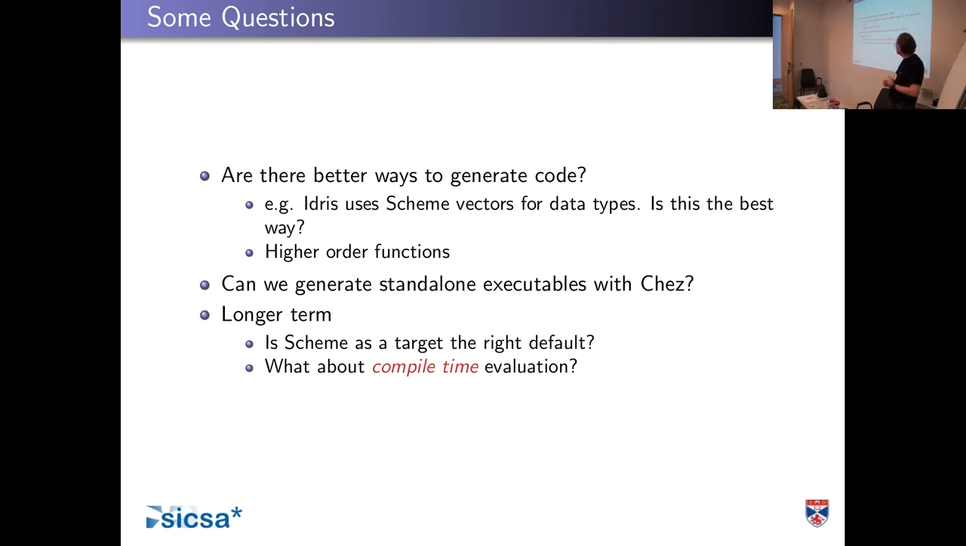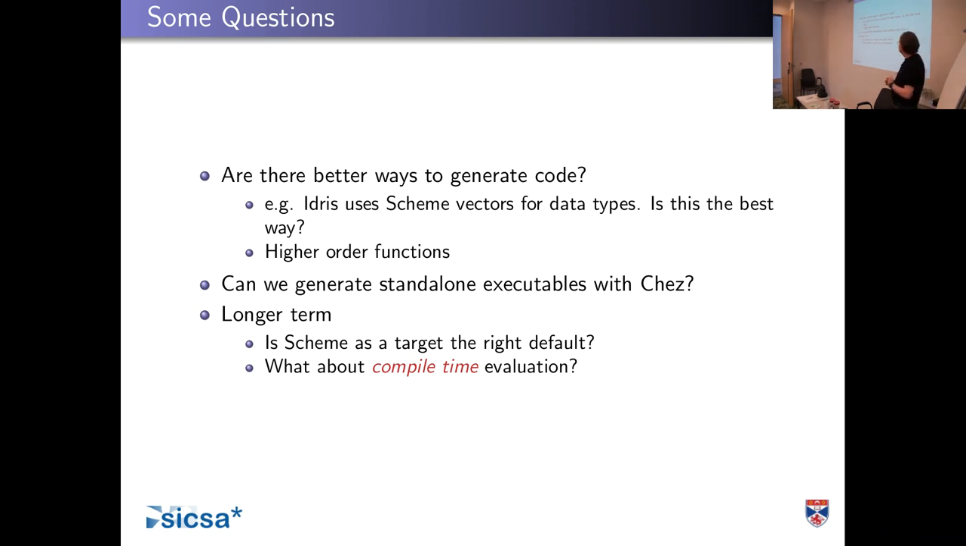But longer term, what you think about is: is Scheme actually the right default? I think it's a pretty good default. It's a really convenient default. It's really quick to generate the code, and it starts up really quickly. So it seems like a perfectly good default to me. But maybe we should look a bit further in the future, look at OCaml, for example. I think OCaml would be a good target for really good performance.